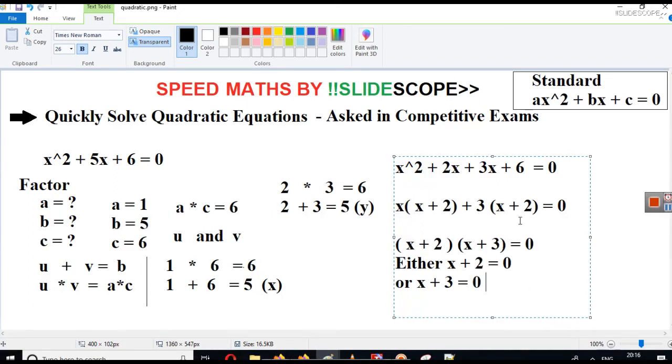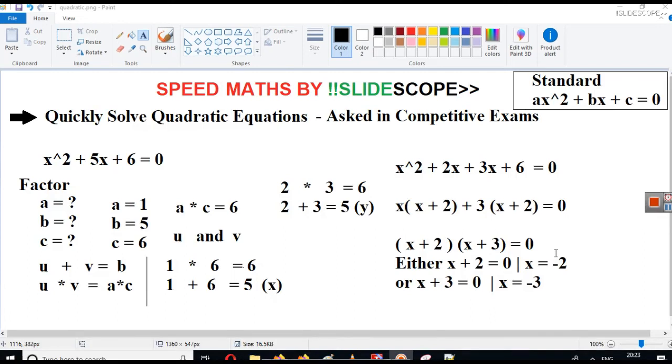Why? Because if the multiplication of two quantities is equal to 0, then either of them is 0 or both of them are 0. So this will give us x is equal to minus 2, and this will give us x is equal to minus 3. So this is how we can find the values of x in a given quadratic equation. This is how we can find the roots.